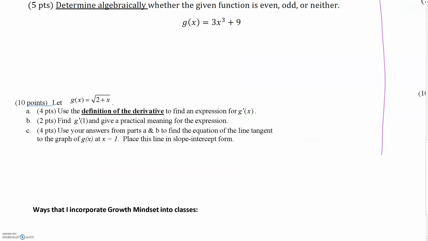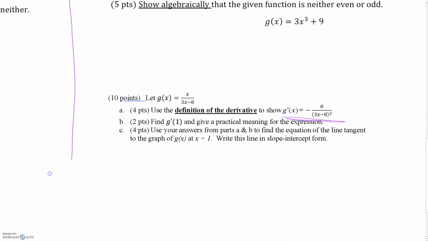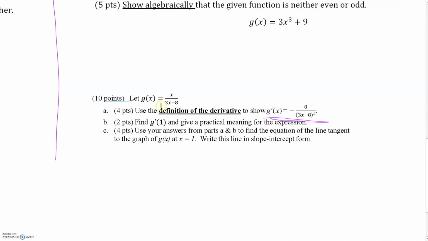Lastly, in a calculus course, when we start talking about the definition of the derivative, in previous exams I would give students a function and tell them to use the definition of the derivative to come up with g prime of x. Making it very open-ended, and either students know it or they do not. I have changed this to instead ask them to use the definition of the derivative to show that g prime is equal to this.